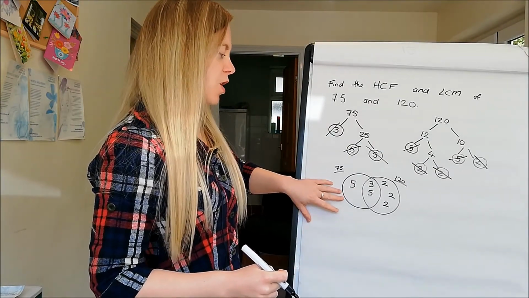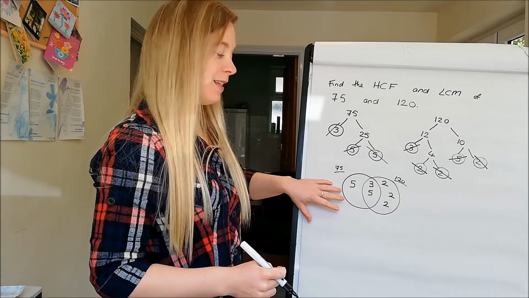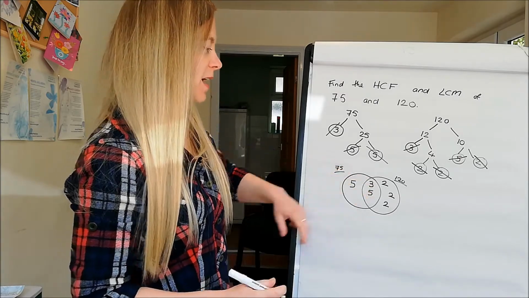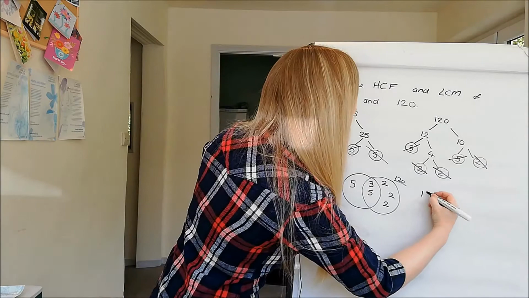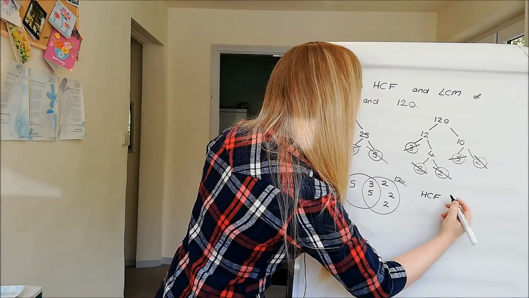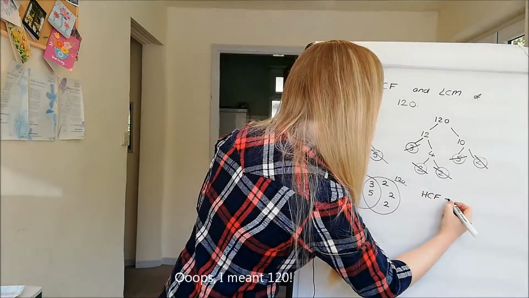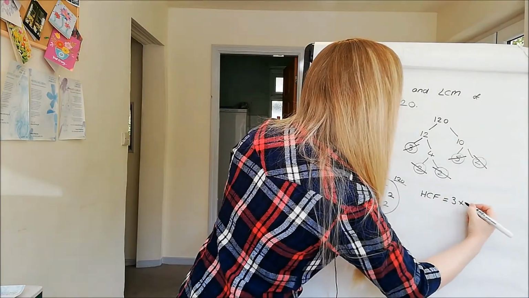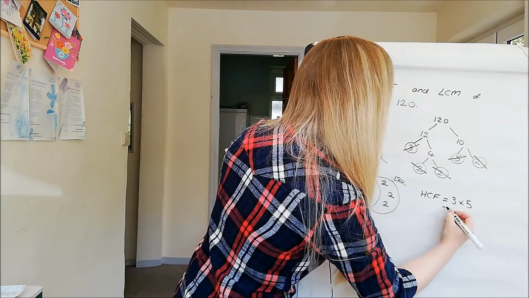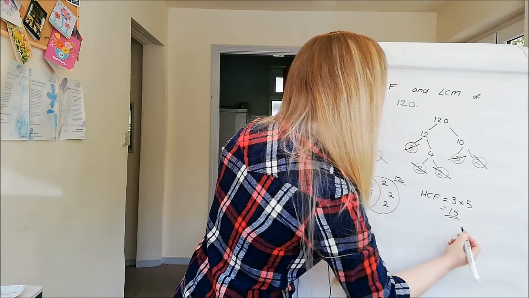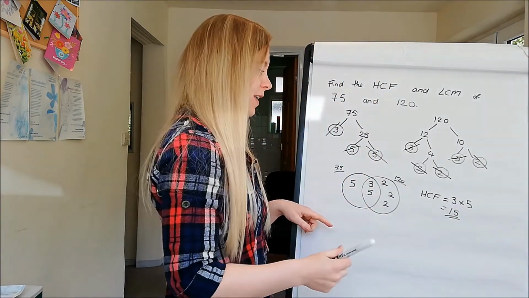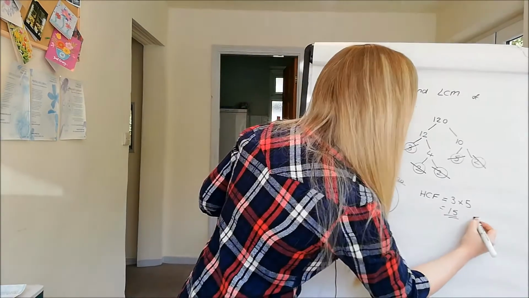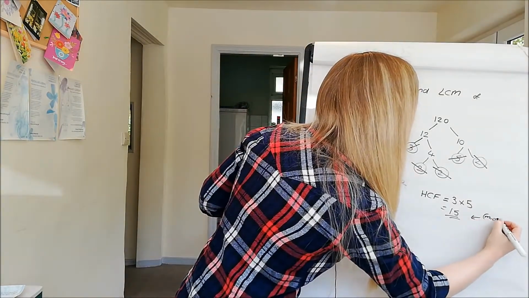And then we said in our notes that the highest common factor is given by the middle of the Venn diagram. So the highest common factor of 75 and 120 equals these numbers multiplied together. So equals 3 times 5, which is 15. So my highest common factor is 15. And that's the middle of the Venn.